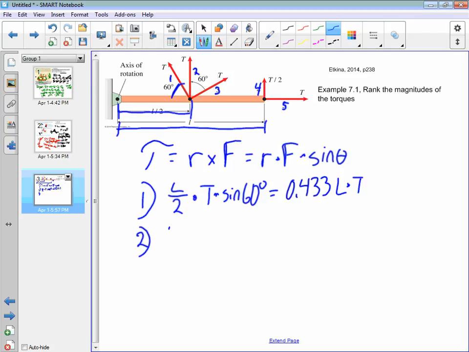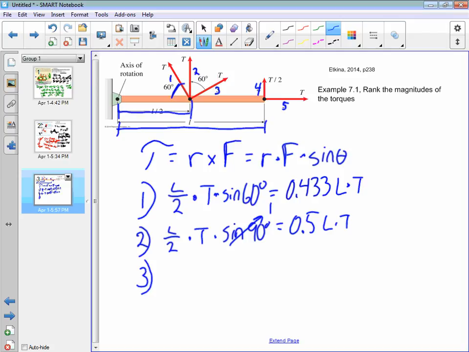Number 2 is still L divided by 2, then times T. And we're really just varying the angle here. Oh, this is 90 degrees. Sine of 90 is just going to be 1. So that's just going to be equal to 1/2 or 0.5 L times T.